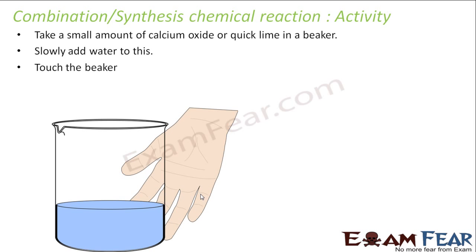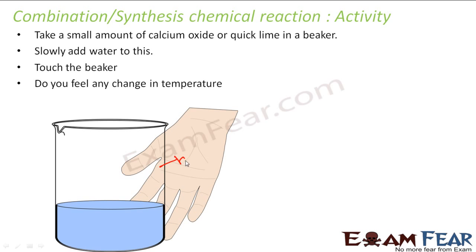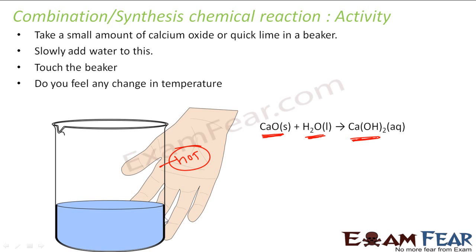And now let's touch the beaker. And what you will notice is that it's hot. So what has happened here? We have this CaO, the quicklime. On this we added water. This gave an aqueous solution, and it gave heat also.